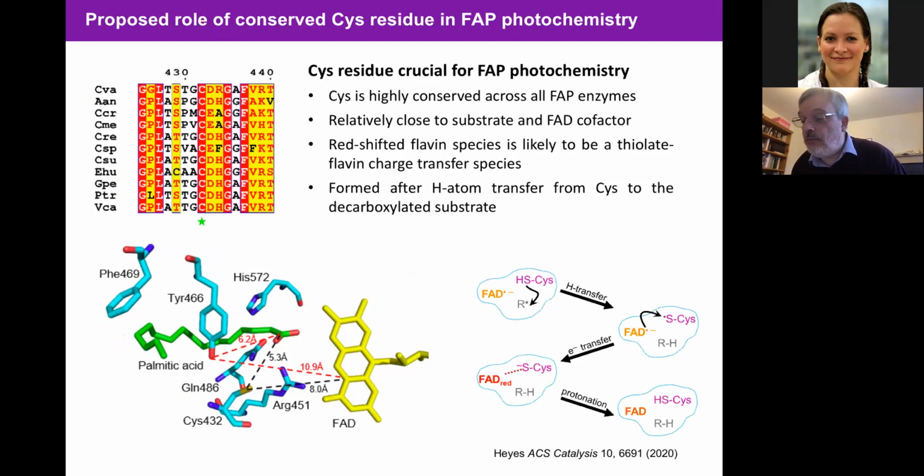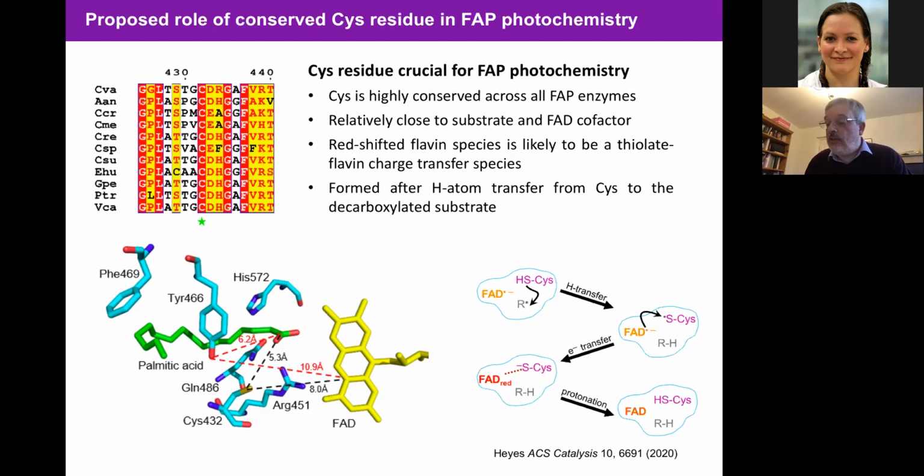First of all, this conserved cysteine residue is found in all FAP homologs, as shown in the sequence alignment here, emphasizing its potential importance to the photochemistry. That cysteine is close to the FAD cofactor, and we believe it gets involved in the chemistry through a series of hydrogen transfer and electron transfer reactions. Essentially, what happens is that following flavin excitation, we then get a homolytic fission of the carbon-carbon bond on the substrate to form CO2 and an alkane radical. And that alkane radical is then satisfied by H-atom transfer from this active site cysteine to form a thiyl radical species, which can transiently form an interaction with the FAD, that's the red intermediate, and then relax back to the resting form of the enzyme.